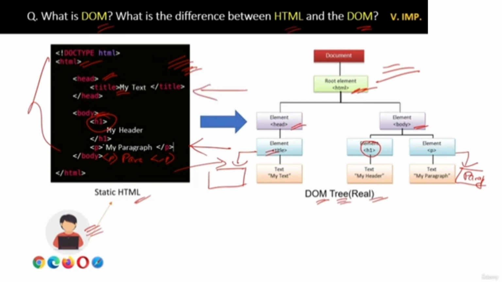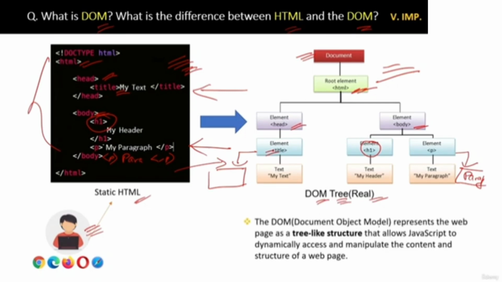You can also say that the DOM is like an interface to make your website dynamic with the help of JavaScript. The proper definition of the DOM is: the DOM, which stands for Document Object Model, represents the web page as a tree-like structure that allows JavaScript to dynamically access and manipulate the content and structure of a web page. In short, HTML is just a markup language for reading and writing purposes for developers and users. In reality, memory plays with DOM. Great, now you will never forget this concept for the rest of your life.